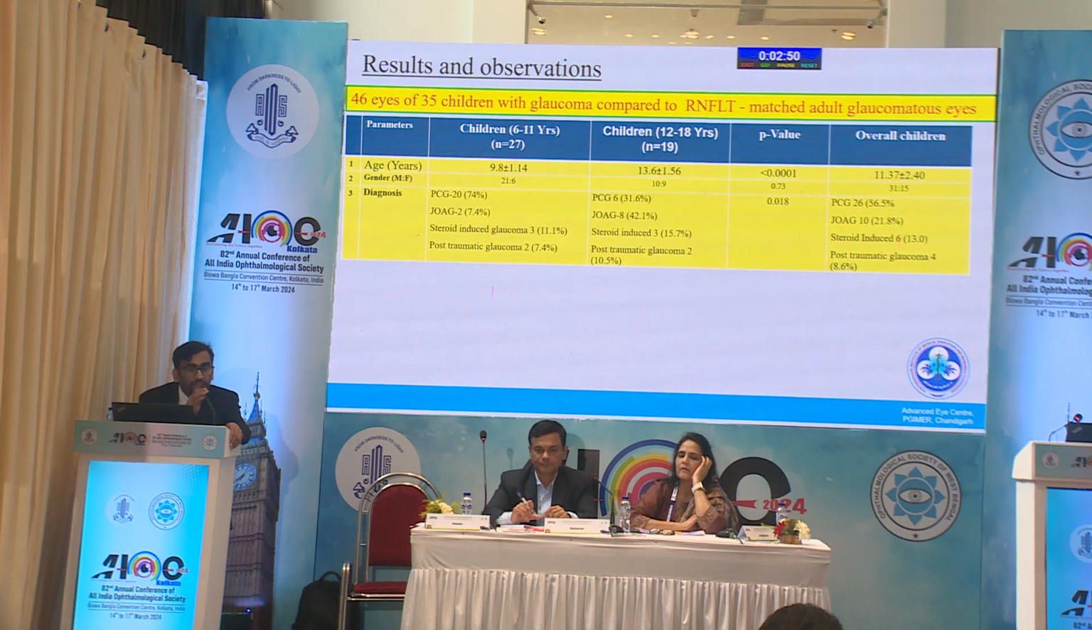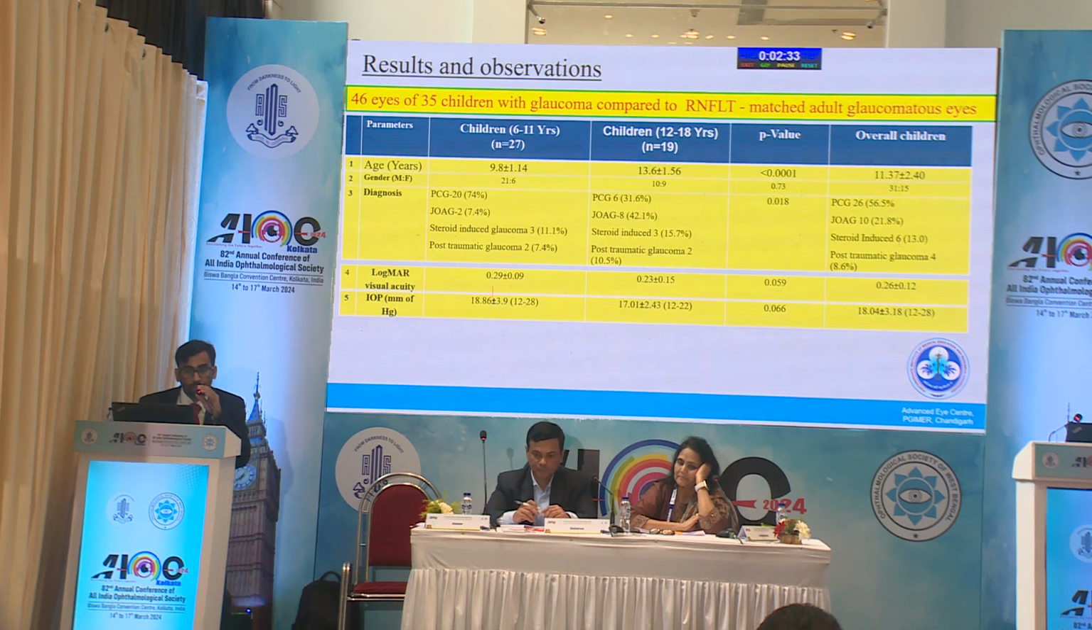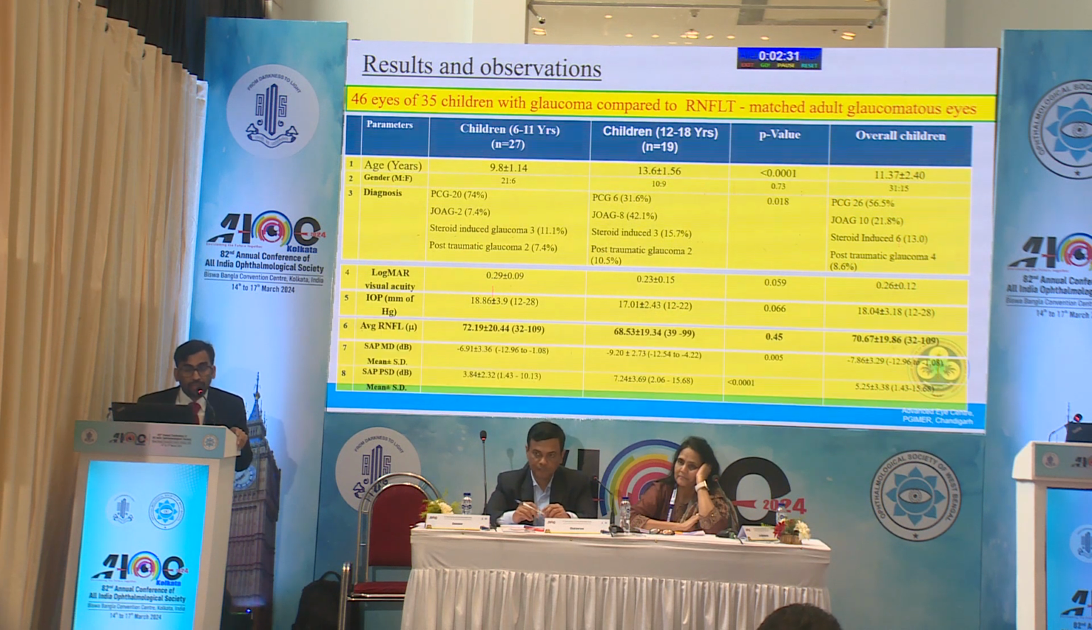We had 46 eyes of 37 children with glaucoma compared with RNFL-matched adults. The diagnosis was predominantly PCG in smaller children, whereas it was juvenile open angle glaucoma in older children. The logMAR visual acuity and the IOP were comparable in both groups. The average RNFL thickness was 72 micron and 68 micron respectively, and they were comparable.